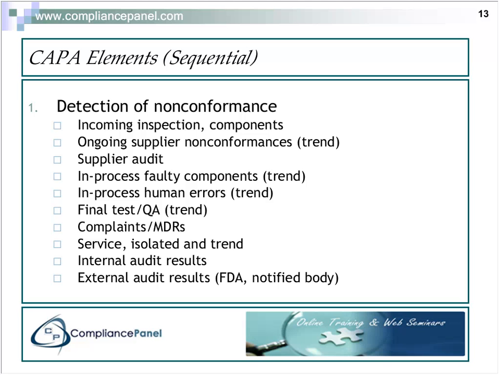Service requests, from an isolated perspective, should be evaluated for investigation and possible CAPA, depending on how important the service problem is, and they should be trended also to look at it from more of a global perspective. Internal audit results and external audit results should both require CAPA investigation, excuse me, on an isolated occurrence, because there are system nonconformances that were determined as part of an isolated review.